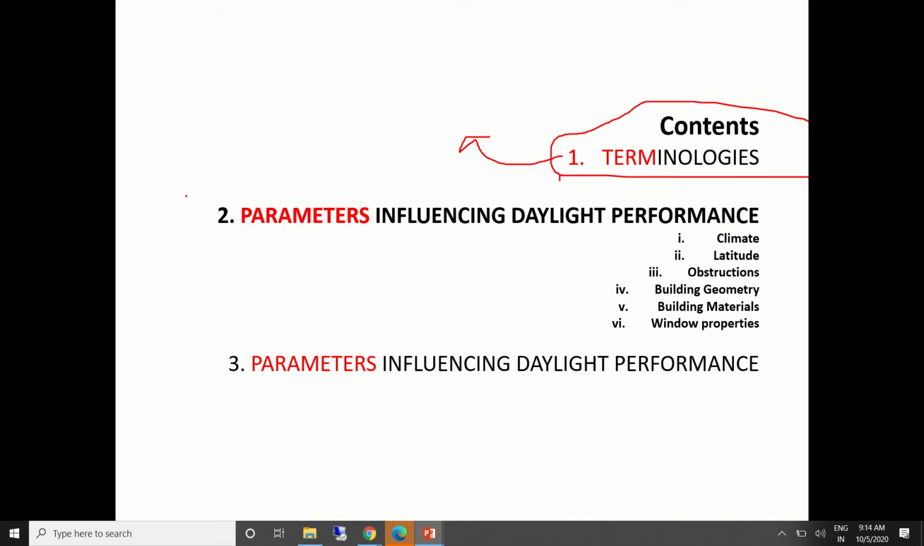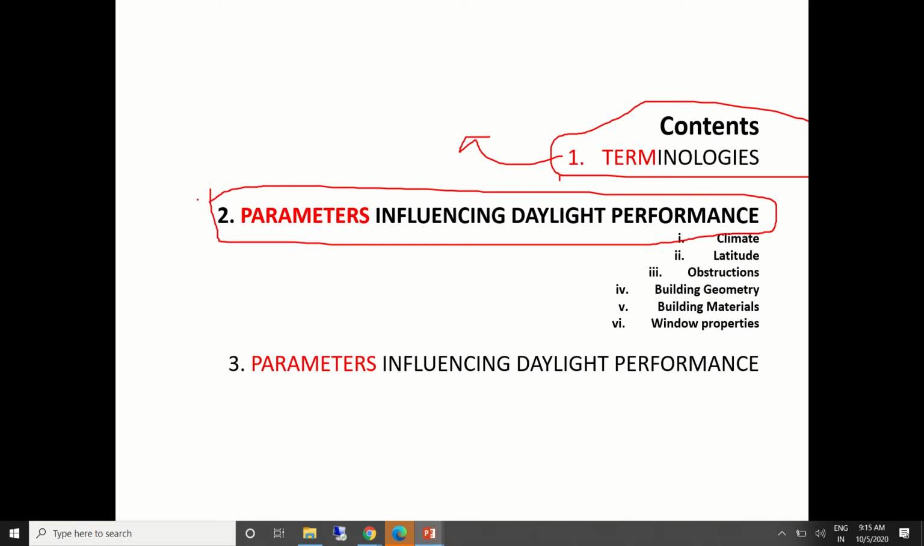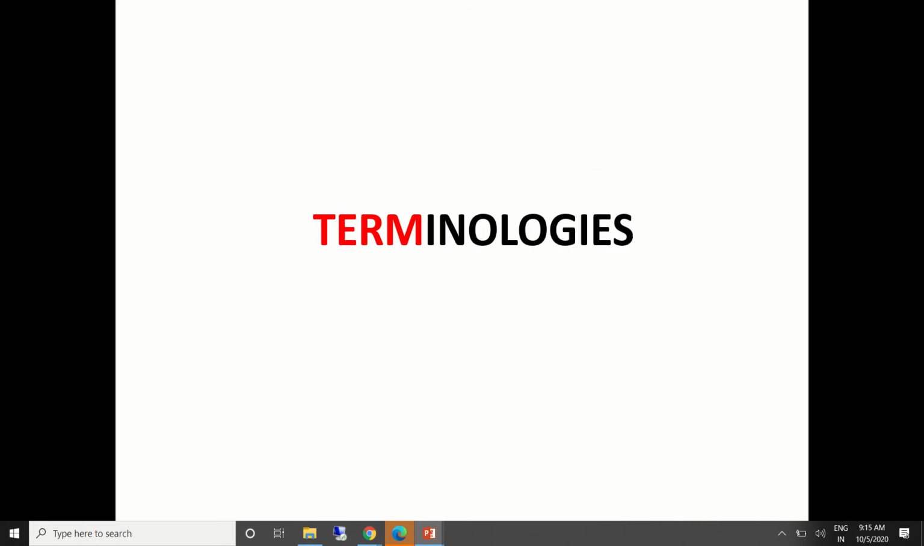Today we will briefly discuss what the parameters are that influence daylight. Okay, so the physical parameters that influence availability of daylight in a building, how we address this issue, and how we understand the context when we discuss daylight. Okay, so probably we'll discuss in 2-3 parts.